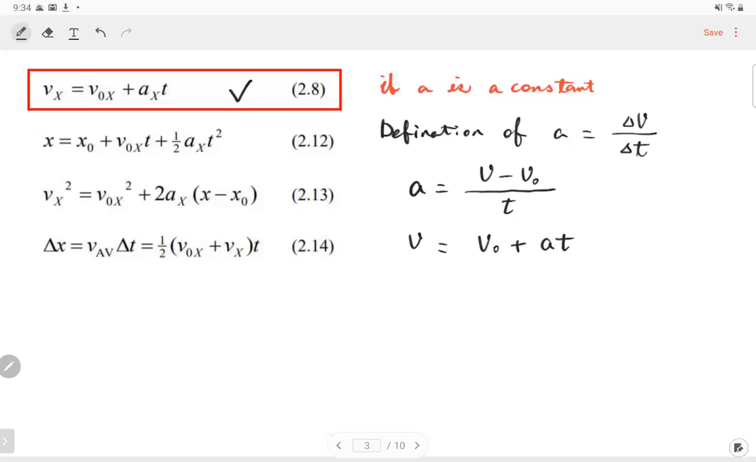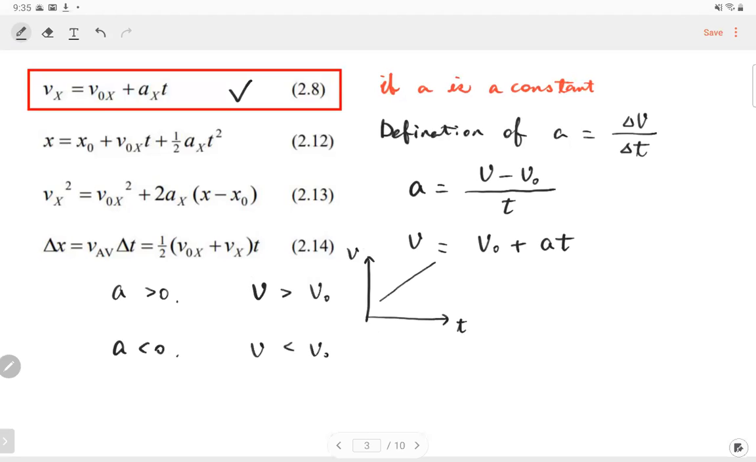Here, both v and a have a direction. That means if a is positive, then you will find that the final velocity is larger than the initial velocity. Then we will have a v-t graph with a linear increase. And if a is negative, then you will have the final velocity smaller than v0.